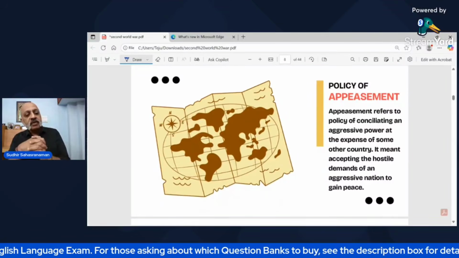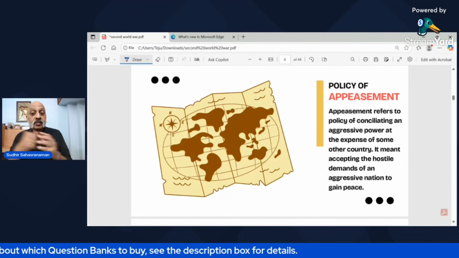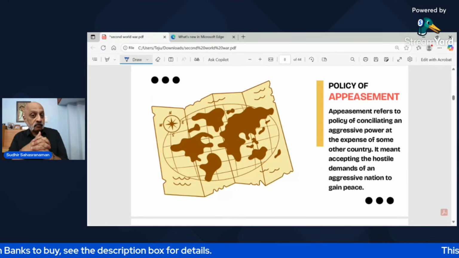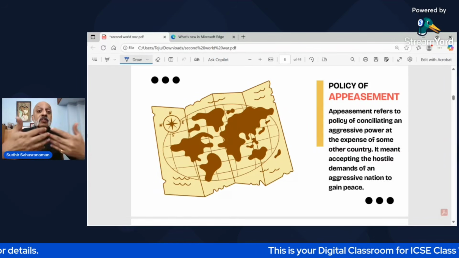Now, the second main reason was the policy of appeasement that was followed by Britain and France. Now, what exactly is the policy of appeasement? Appeasement means you appease somebody, that you satisfy somebody, keep someone happy.